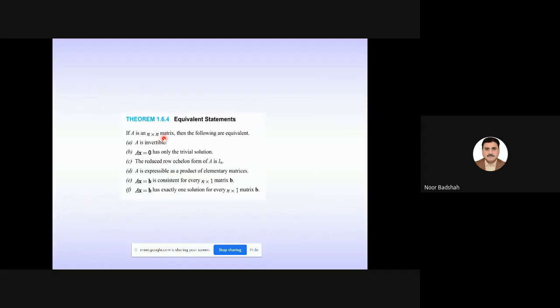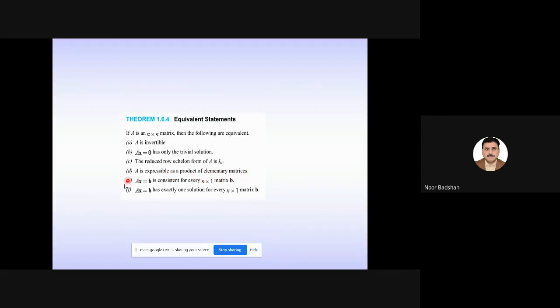Now these are equivalent systems. Again the same thing, some terms are extended. If A is an n by n matrix, the following are equivalent. A is invertible, obviously. If A is invertible, Ax equal to 0 has only the trivial solution, the same thing we discussed earlier. The reduced row echelon form will be the identity matrix. A is expressible as a product of elementary matrices.